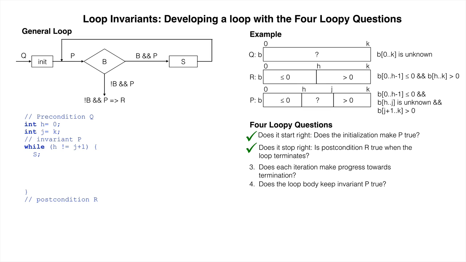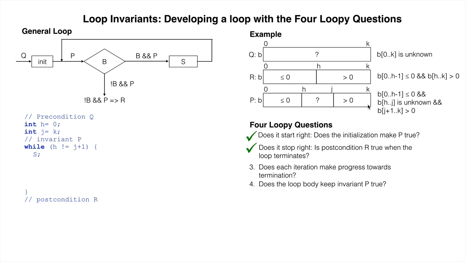The third and fourth loopy questions we will do at the same time. Does the loop body, or repetend, make progress toward termination and keep the invariant true? The repetend will get closer to termination by reducing the size of the unknown segment b sub h ... j. That means that on each iteration, at least one element from the question mark region must be moved to either b sub 0 ... h if it is non-positive, or b sub j plus 1 ... k if it is positive. Let's see how to do this.